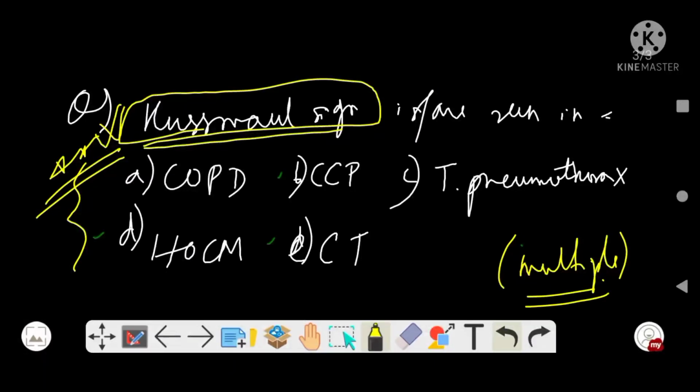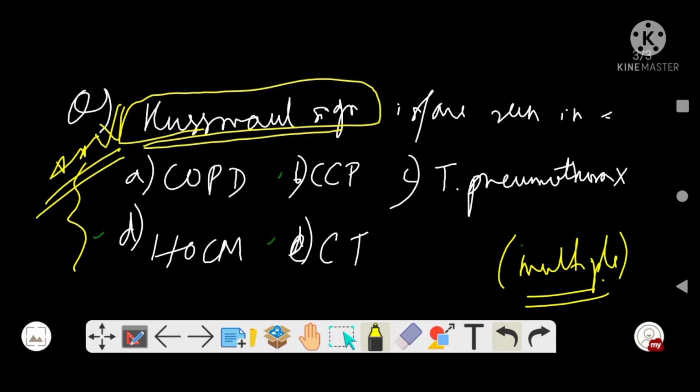So we will discuss an important question here. The question asked was: the Kussmaul sign is or are seen in which of the following conditions? It is a multiple option type.